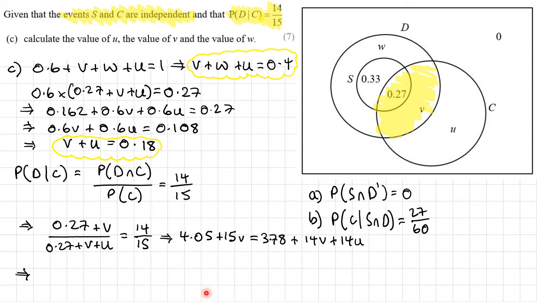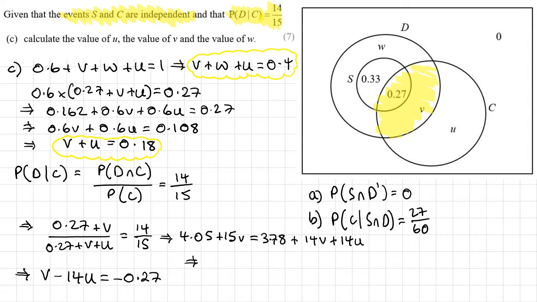So taking away 14V from both sides will just leave me with V, and then taking away 14U from both sides will just leave me minus 14U is going to be equal to 3.78 minus 4.05, and that gives me negative 0.27. Okay, and solve this on my calculator.